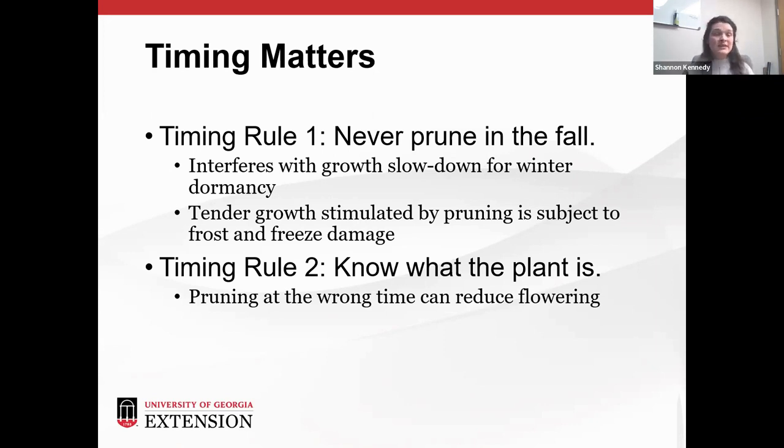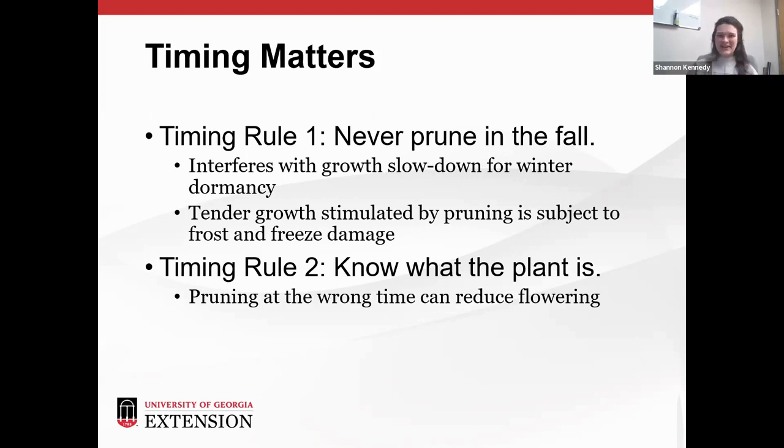The reason you want to avoid pruning in fall is because that auxin at the tip of the branch is inhibiting everything below it. And once you get rid of the terminal bud on a branch, you're going to see bushy growth start happening. All of the little branches that come off from that point are susceptible to freeze damage whenever temperatures drop. And that really takes a toll on pretty much every ornamental plant. So you really want to avoid pruning in fall.